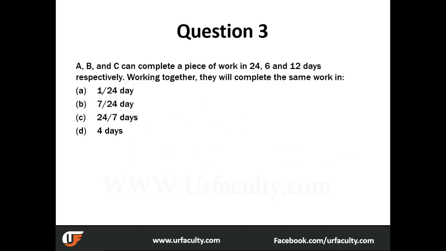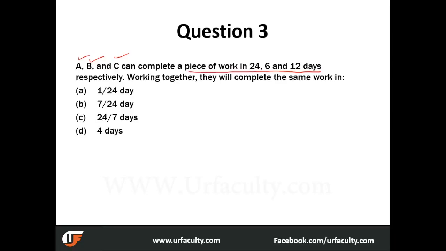A, B and C can complete a piece of work in 24, 6 and 12 days respectively. Working together, they'll complete the same work in. Again, what have they done with respect to our earlier questions? They have added one more entity, C.